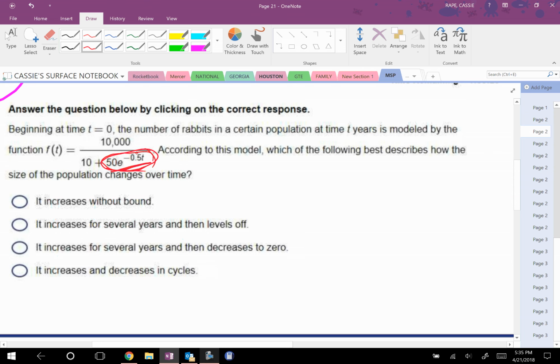Negative exponent means 1 over something, a value. If you have 1 over 1, that's 1, but 1 over 5 is a smaller number. 1 over 1,000 is a smaller number. 1 over 1,000,000 is an even smaller number, okay? So this fraction multiplying 50 makes 50 get smaller and smaller and smaller.